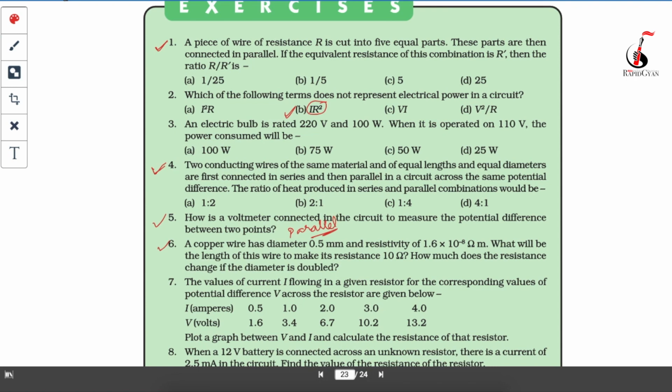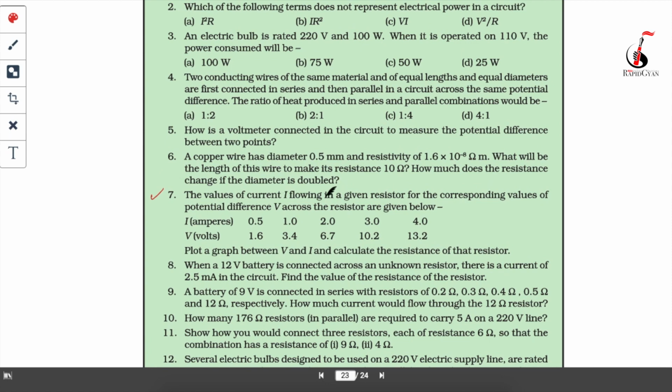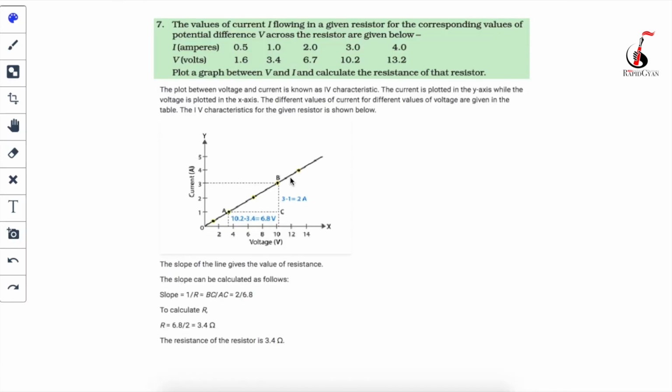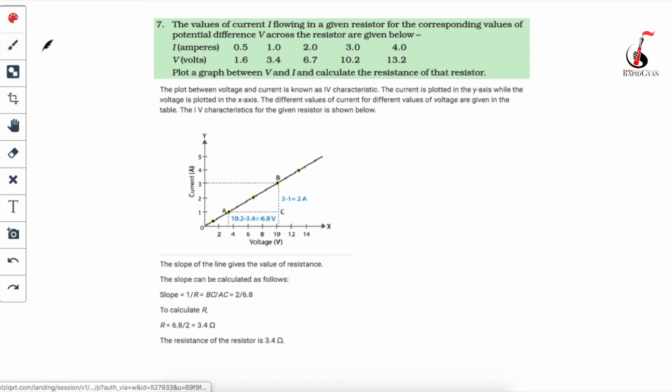Okay, so let's go to the next question, which is your 7th one. The value of current I flowing in a given resistor for corresponding values of potential difference V across the resistor are given below. Plot a graph between V and I and calculate the resistance of the resistor. Okay guys, so see here, I have already written this question over here. So how you are going to showcase that, I am going to explain.